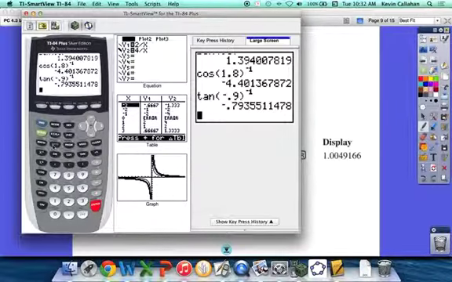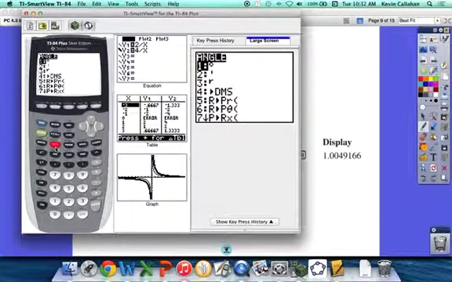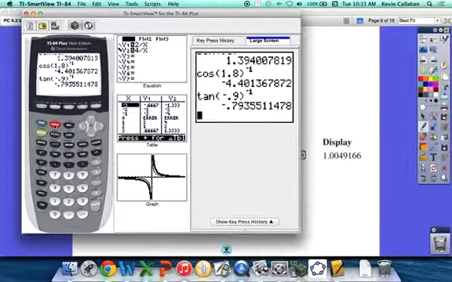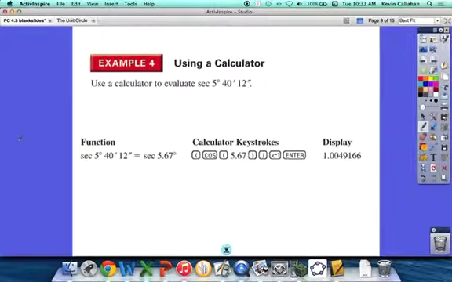Angle, right? Second, angle. The first one is degrees. The second one is minutes. Where do you find the seconds? Alpha plus. Right, that's that. Clear.